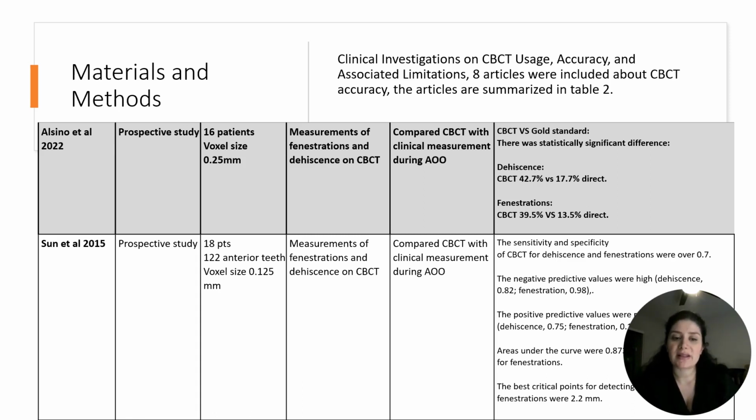Next, we have Sun et al., which also had a prospective study. He included 18 patients, and the voxel size was 0.125. He compared the measurements of fenestrations and dehiscence on CBCT with the clinical measurements during the AAO as well. And he found that the sensitivity and specificity of CBCT for dehiscence and fenestrations were over 0.7 mm.